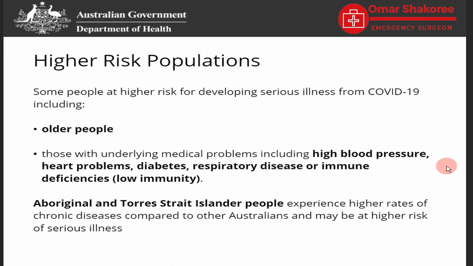So who is the higher risk population? Some people are at higher risk for developing serious illness from COVID-19. Who are these people? The older people, and the people with underlying medical problems like high blood pressure, hypertension, heart problems, diabetes patients, respiratory disease patients, or immune deficiency patients. For Australia, they are speaking about Aboriginal and Torres Strait Islander people, who experience higher rates of chronic diseases compared to other Australian people. So they may be at higher risk of serious illnesses.